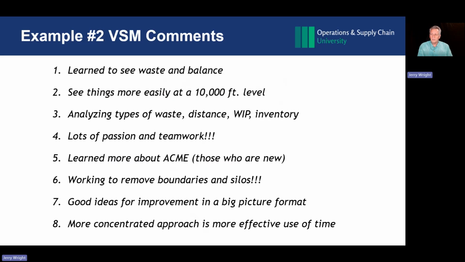Now, this was the feedback from the team that they gave that day. They said, wow, we learned to see waste and we understand balance. It was more easy to see things at that 10,000 foot level. Analyzing types of waste, distance, WIP, and inventory was really good. There was lots of passion, lots of teamwork. We learned more about the company.